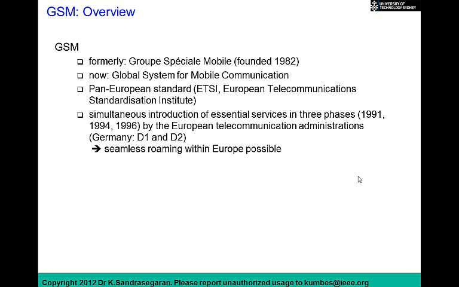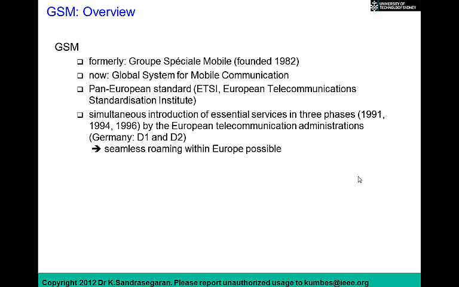So prior to the development of GSM, we found that every European country had its own standard, and this was a little bit difficult, because if you travel from one country in Europe to another country in Europe, you could not use your mobile phone. So this was around the time the European Union was being formed. So they said, why don't we come up with a pan-European standard which could be used throughout Europe. And this is basically the idea behind the development of GSM.